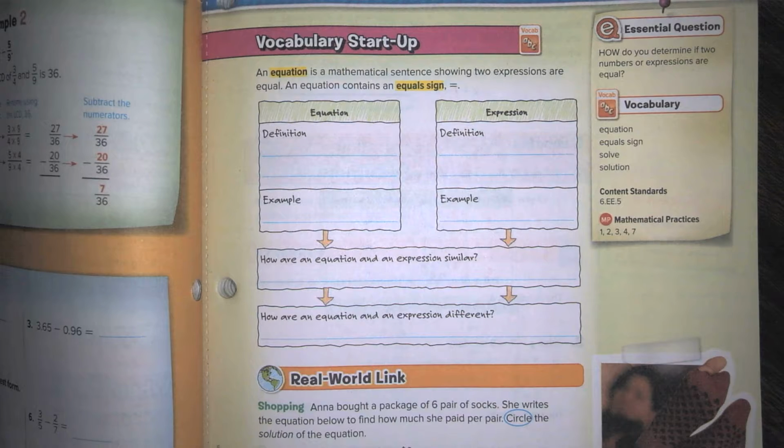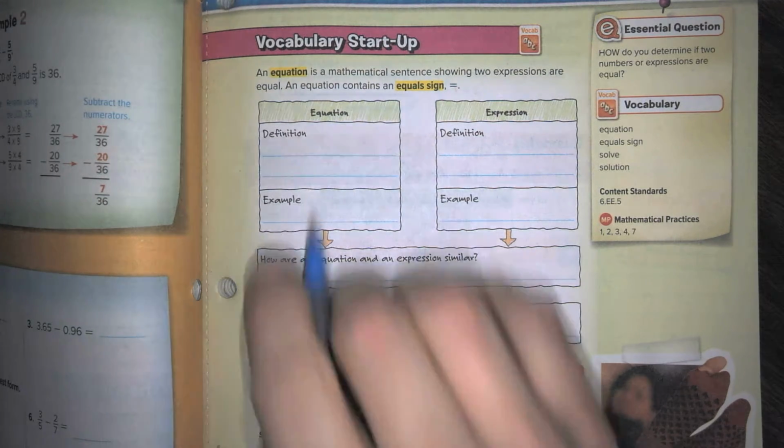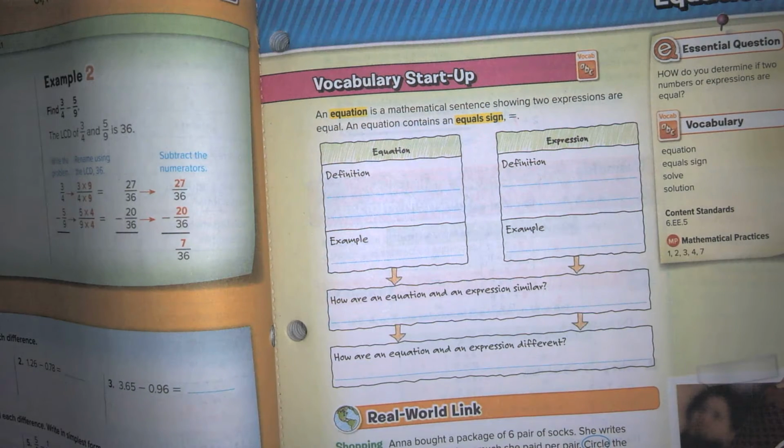An equation is a mathematical sentence showing 2 expressions are equal. So an equation contains an equal sign. That's the difference. It has an equal sign. An equal sign is literally the 2 lines that are horizontal. So what's the definition of an equation?